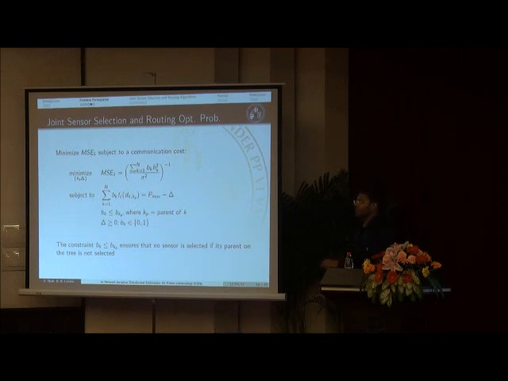dk is the variable that controls the subset selection. I mean, if dk is 1, that means sensor k is picked. If dk is 0, that means sensor k is not picked. And dk is less than or equal to d_kp, where kp is the identity of the parent of sensor k.